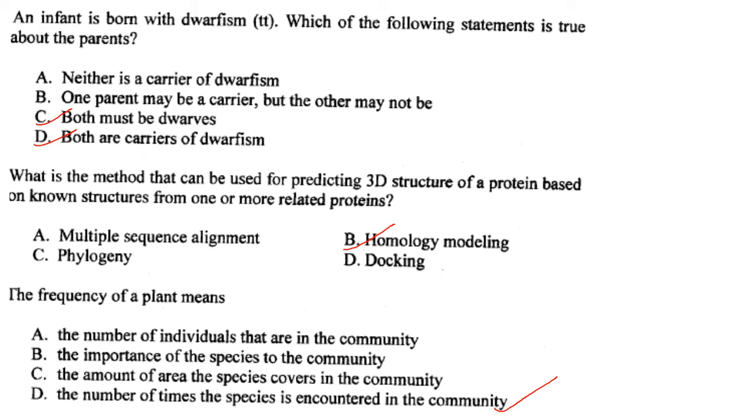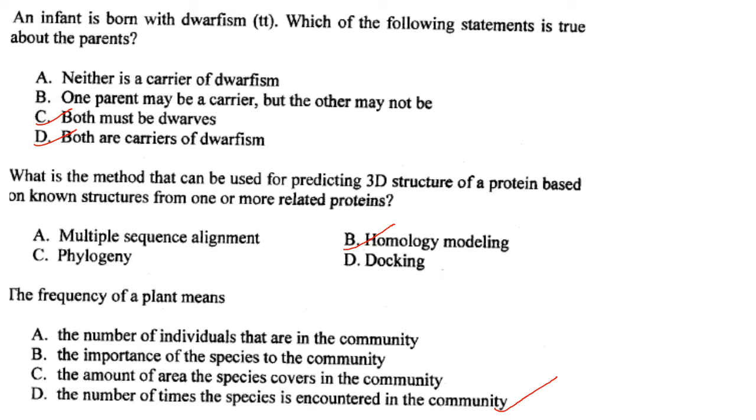So as per me, if both are dwarfs, then it is a recessive trait. They have given small t only in the question. So if both are dwarf, they will have small t mother and small t father. So they will give rise to an infant with the small t trait. So answer C is correct.